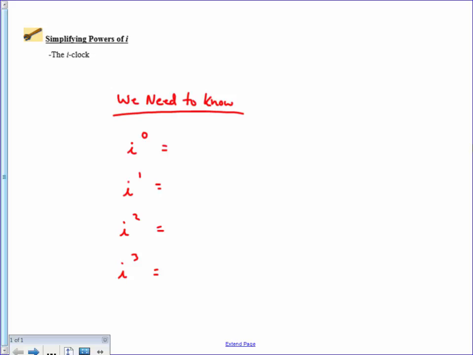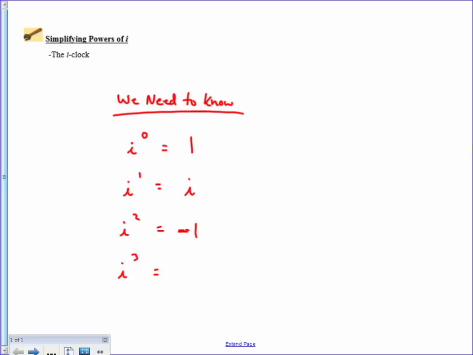So recall that from the definition of powers, any value to the 0 power is always equal to 1. So we need to know that i to the 0 is equal to 1. Also recall that any value to the first power is always itself, and so i to the first power is equal to i. From this lesson, we have learned that i squared is equal to -1.